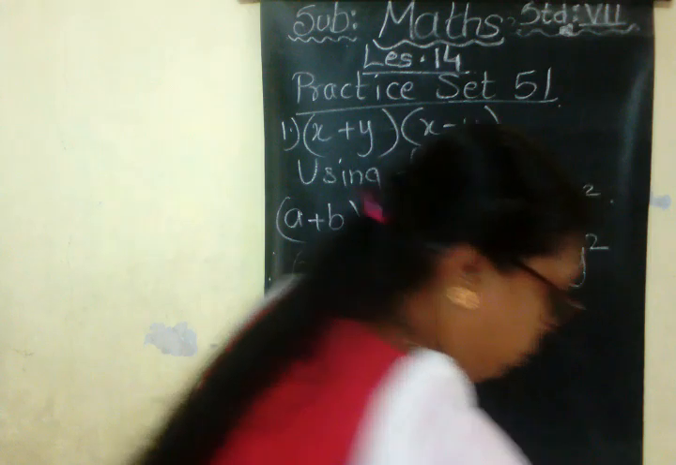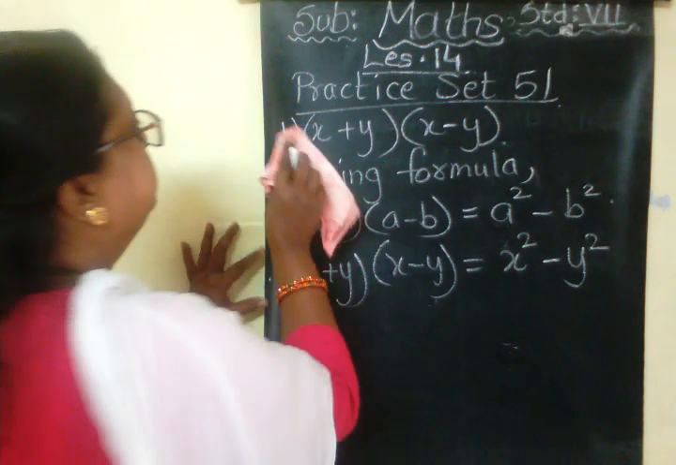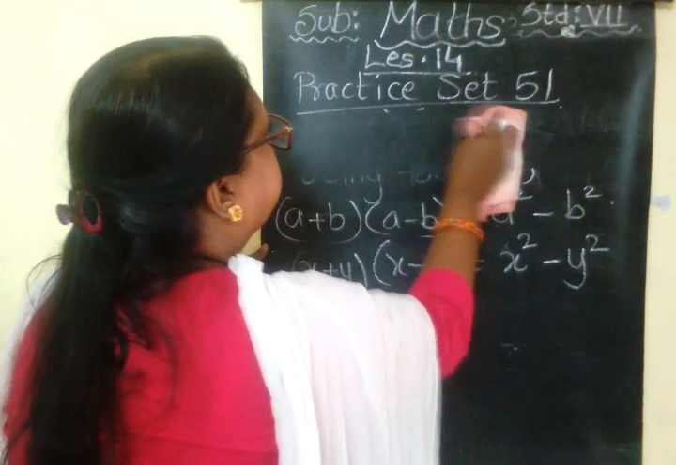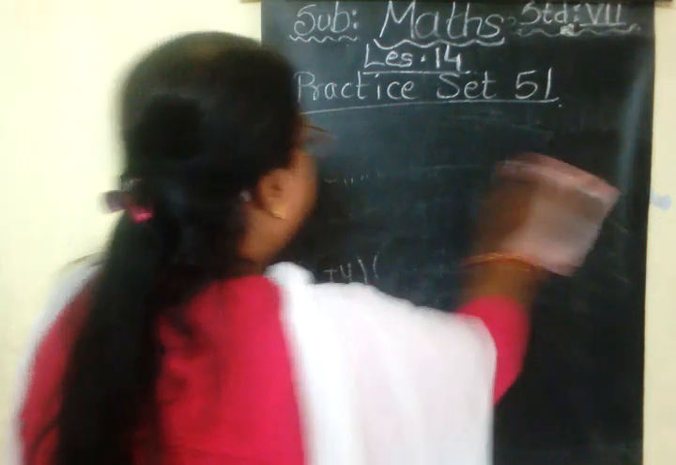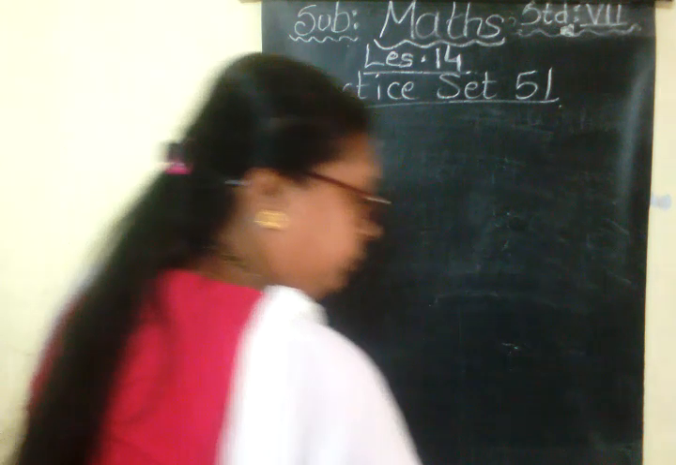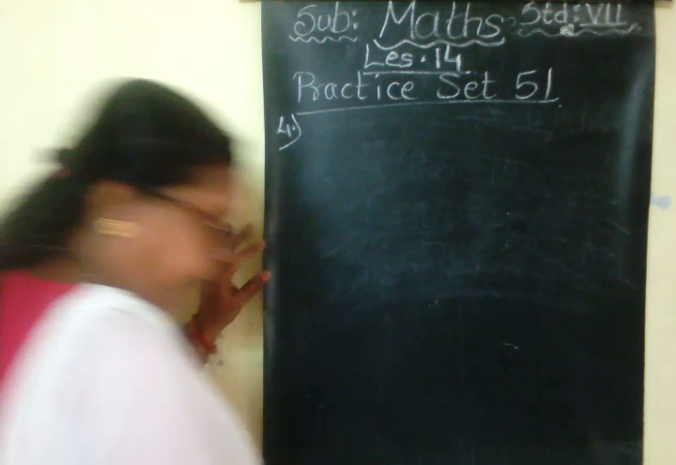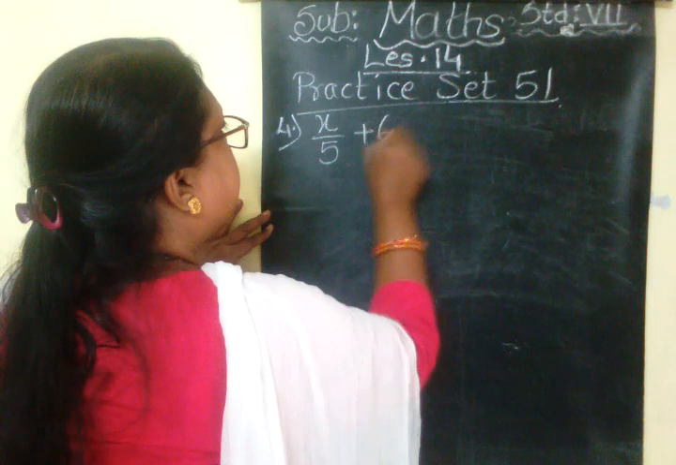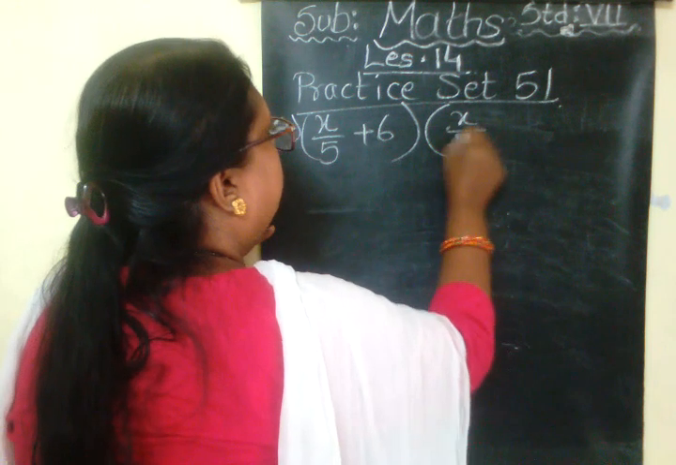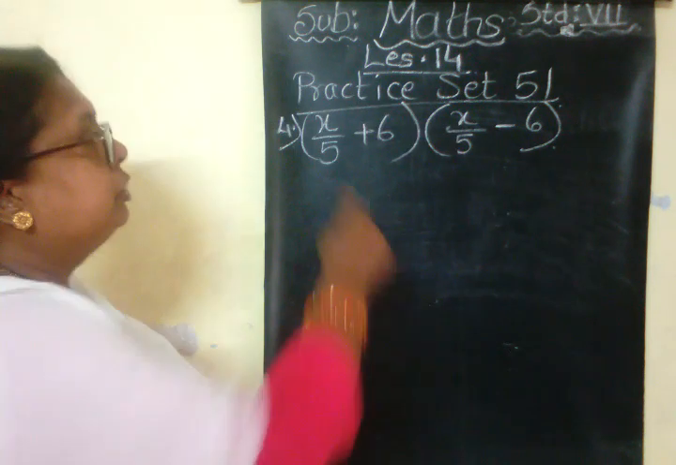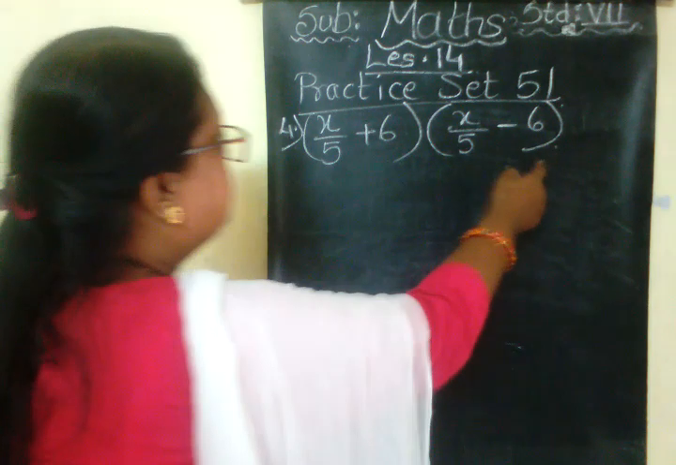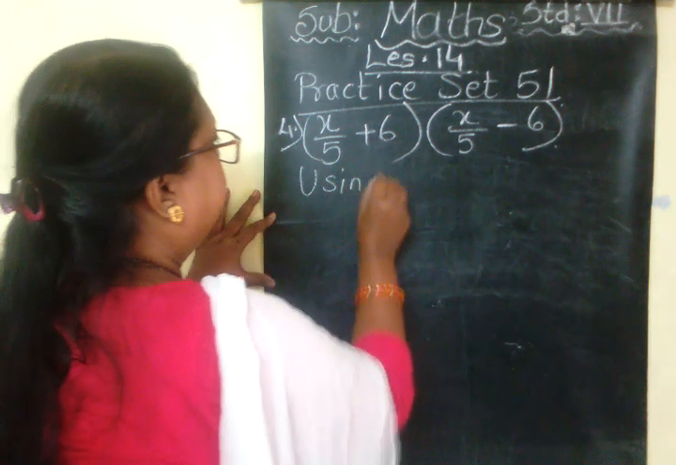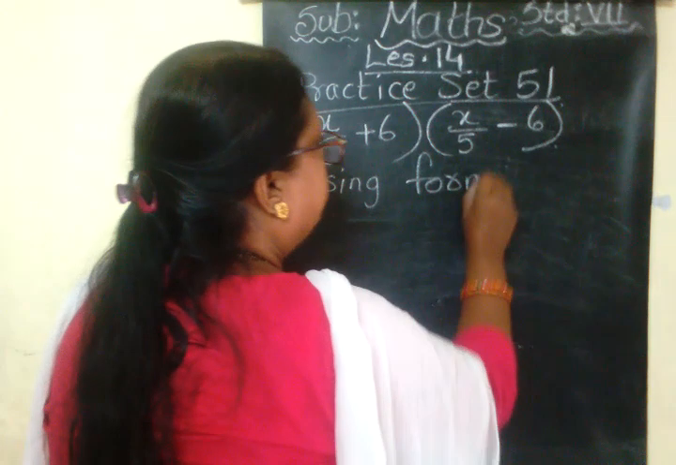Okay. Now we will go on to the fourth sum. Sum number 4. x upon 5 plus 6, bracket, x upon 5 minus 6. This is your question. Okay. So same a plus b multiplied by a minus b. So using formula, same formula, third formula we will be using.